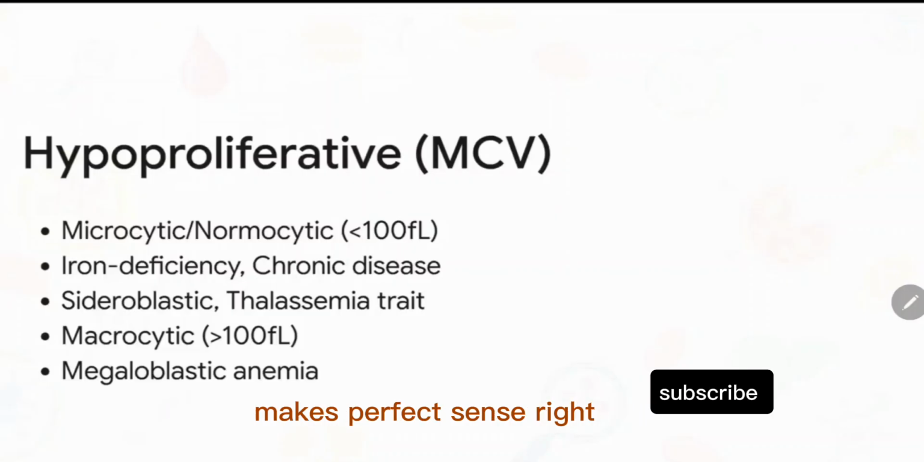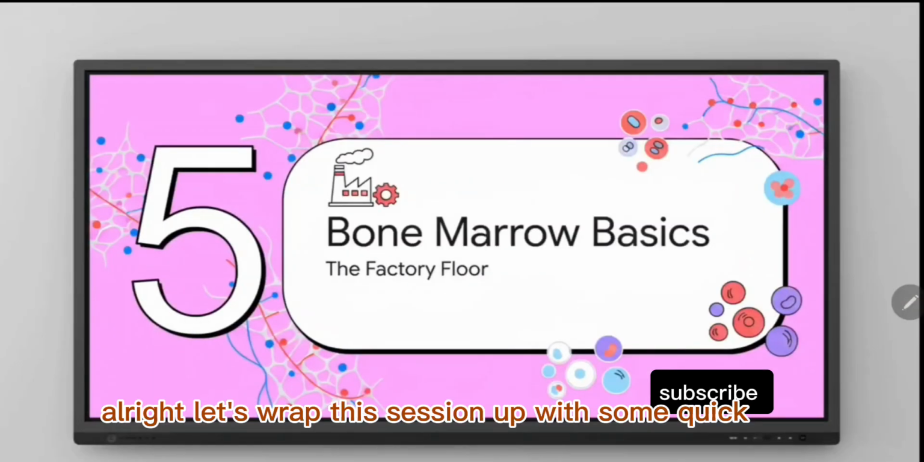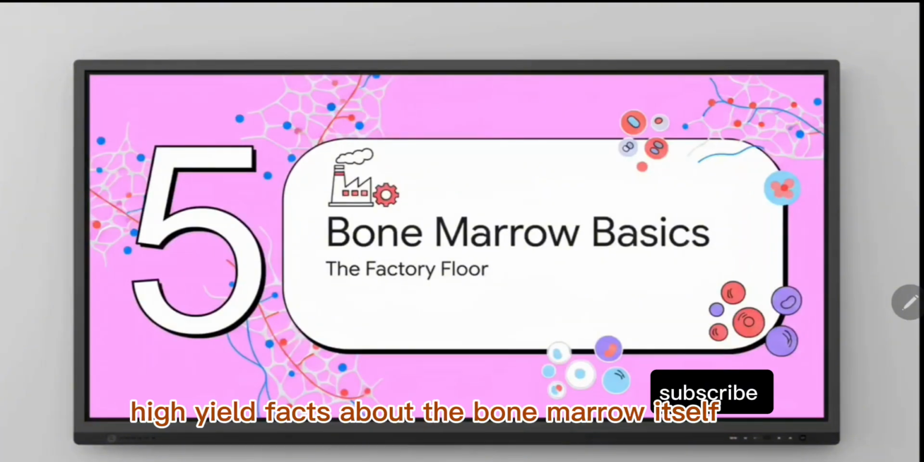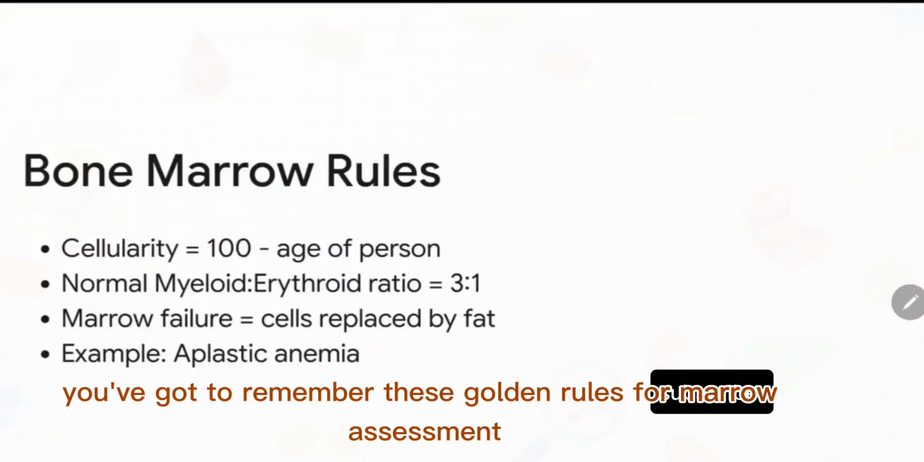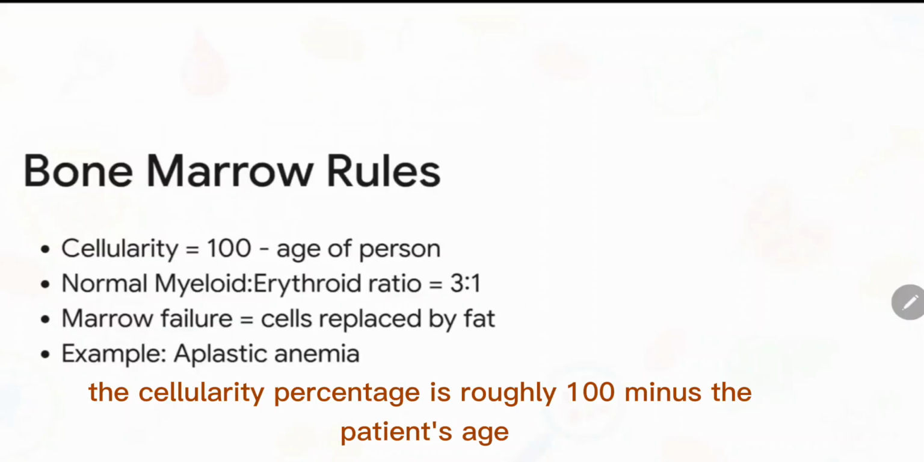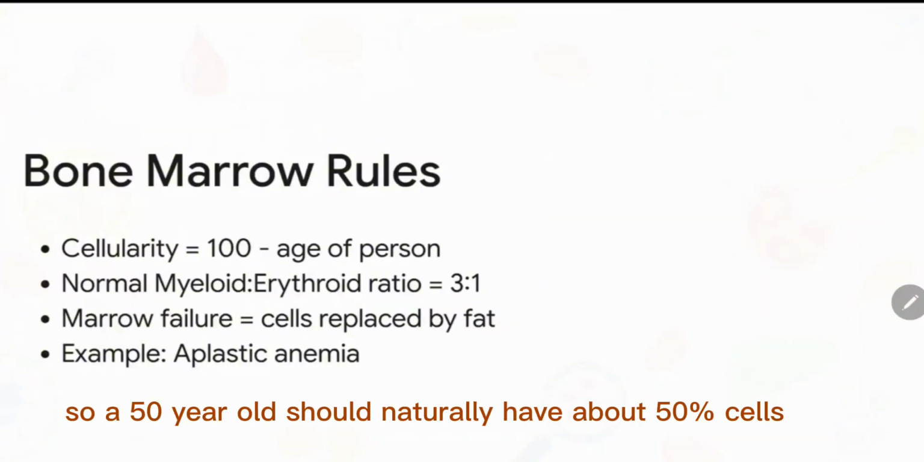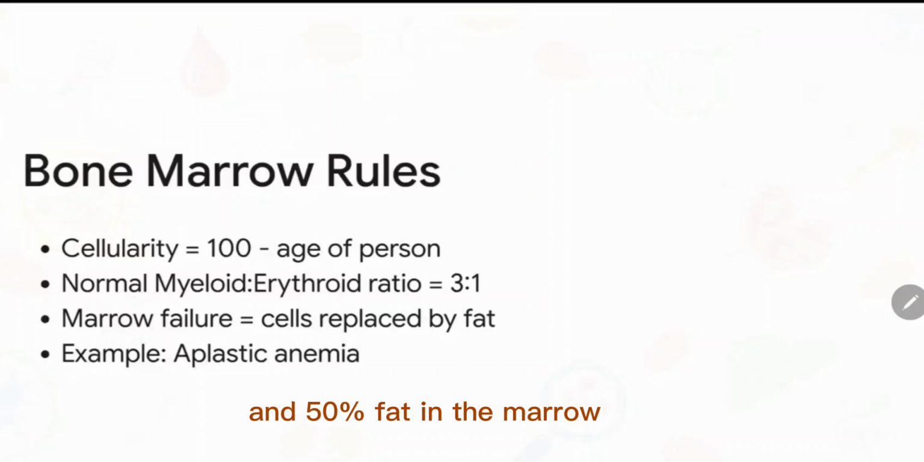Makes perfect sense, right? All right, let's wrap this session up with some quick, high-yield facts about the bone marrow itself. You've got to remember these golden rules for marrow assessment. First, the cellularity percentage is roughly 100 minus the patient's age. So a 50-year-old should naturally have about 50% cells and 50% fat in the marrow.